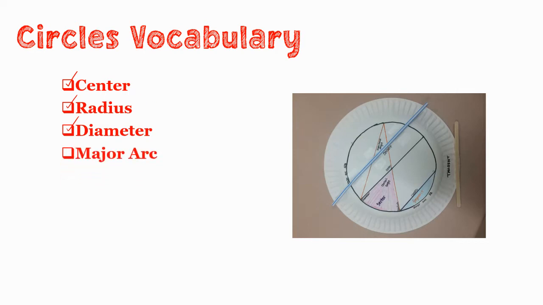Then we talked about major arc and minor arc, and I would guess that those may have been a little bit new. The word arc, we could probably use some context clues. Well, what's the difference between a major arc and a minor arc? A major arc is greater than, there's that symbol, 180 degrees, and a minor arc is less than 180 degrees. If it's equal to 180 degrees, it's what we know as a semicircle.